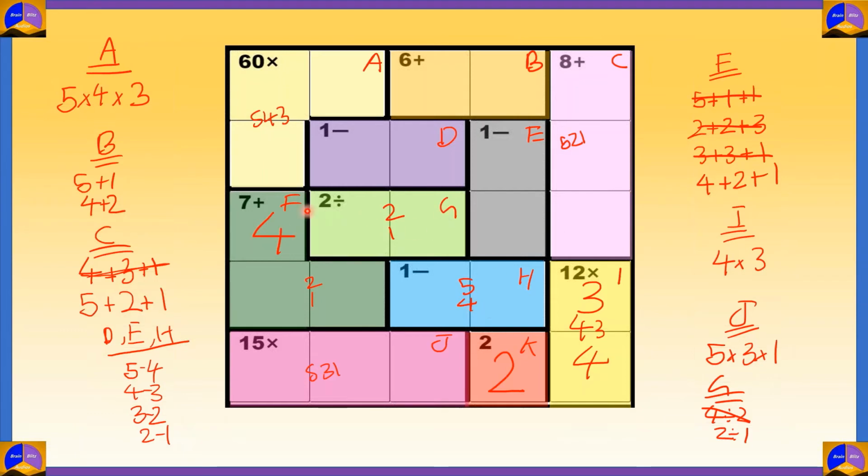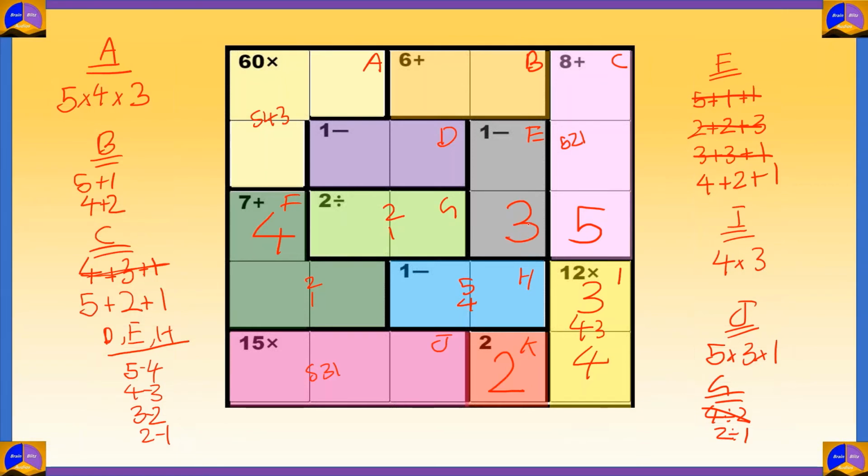Now, the remaining numbers in this row are 3 and 5. 3 cannot come here as then it would be a repeat of 3 in the same column. So 5 over here and 3 over here.